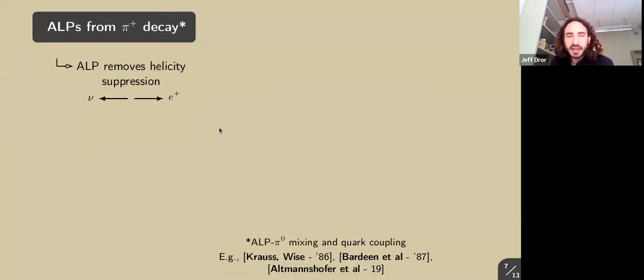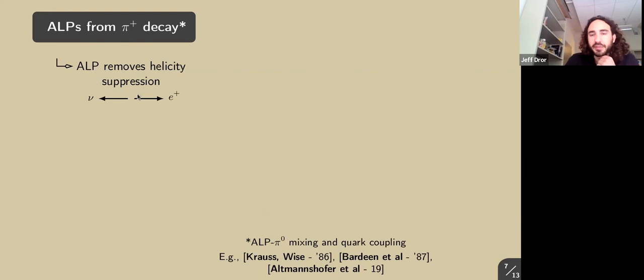The first case I want to discuss are axions or axion-like particles from pi plus decay. This is an old idea that was already discussed in the beginning, in the notion of what an axion even is, in these papers over here. But the initial discussions were all about the effect of an axion and pi zero mixing. So, a different kind of interaction than the one that I want to discuss, which is an axion interacting with electrons.